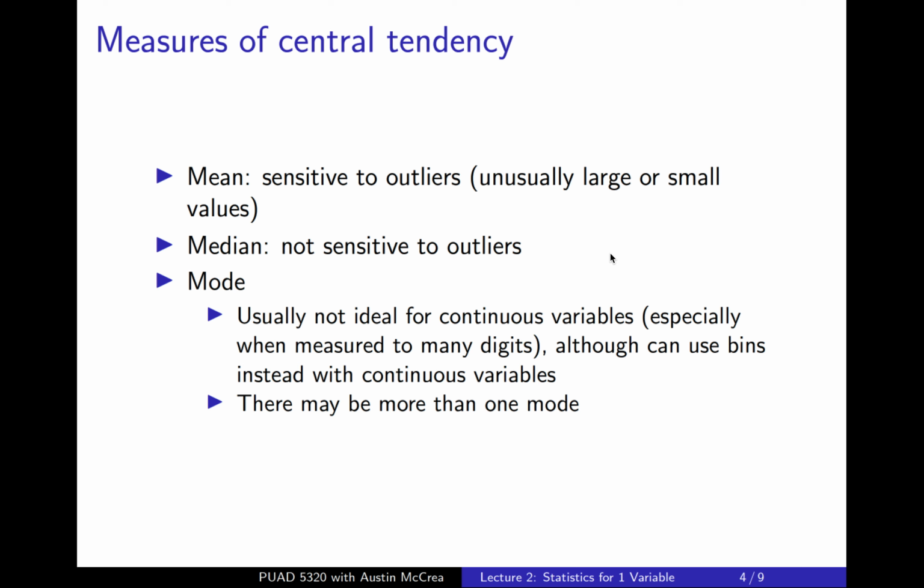Which, if we were doing that case, a more appropriate measure of central tendency would be the median because it's not actually sensitive to outliers. And then finally, we could use the mode, which we wouldn't want to use for continuous variables, mainly because of the issue of a lot of digits, but bins might be a way to get around that. But in general, we won't really use the mode as a common measure of central tendency. And it's important to know, as sort of alluded to on the previous slide, that there may be more than one mode.